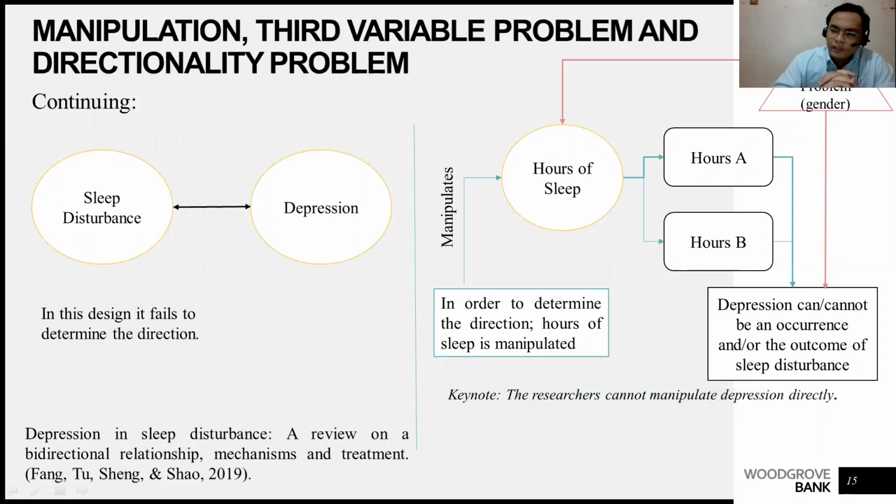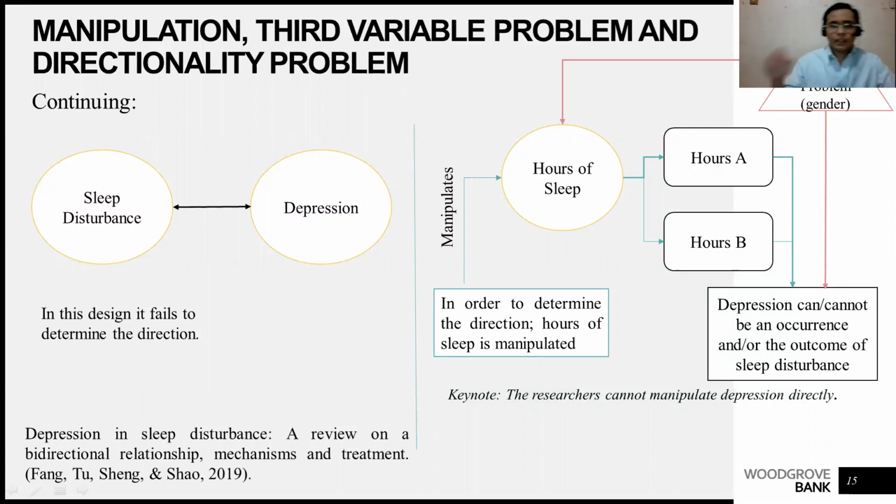one of the confounding variables they encountered is gender, because, as stated in the Diagnostic and Statistical Manual, depression statistics are more manifested in girls, or what we call feminine. So that's the third variable problem. How did they solve the third variable problem and the directionality problem?